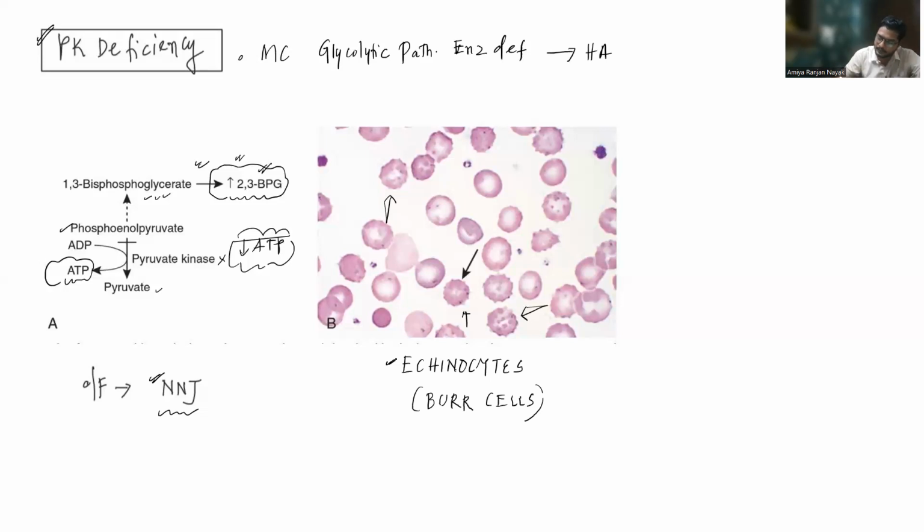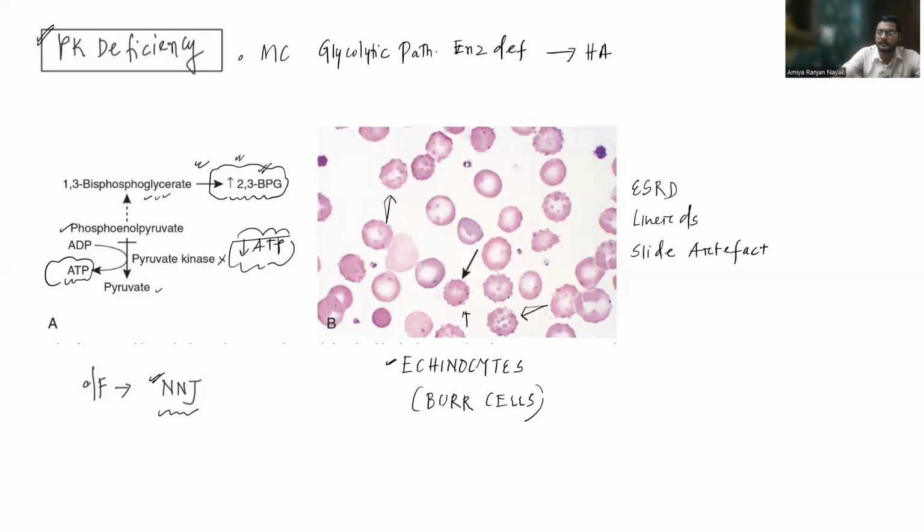This can also be found in end stage renal disease, that means chronic kidney disease. Sometimes it is also found in liver disease. And this can also be seen as a slide artifact. I mean, if you process the sample late, or prepare the smear a long time after taking the sample, you may get this appearance. So this is about pyruvate kinase deficiency.